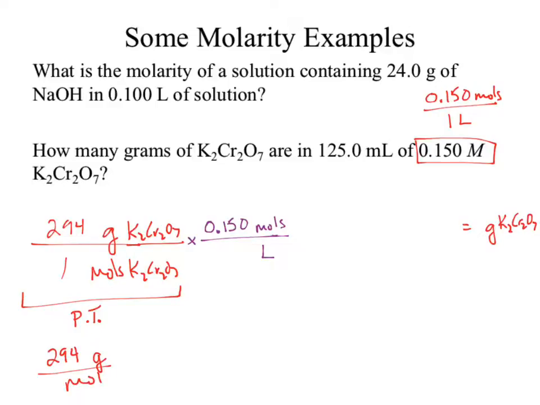0.150 goes on top. Why does it go on top? It's with the mole unit. What goes on the bottom? 1 liter. What happens with our units? The moles cancel, and I now have grams per liter. I still have my grams, that's good, but I have liters still. Do I want liters? No.